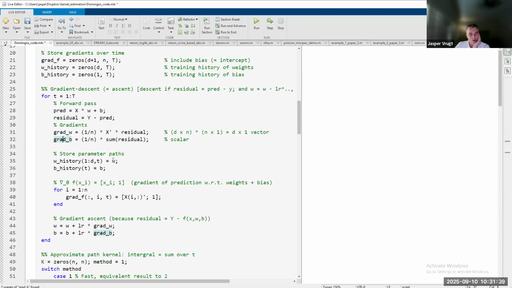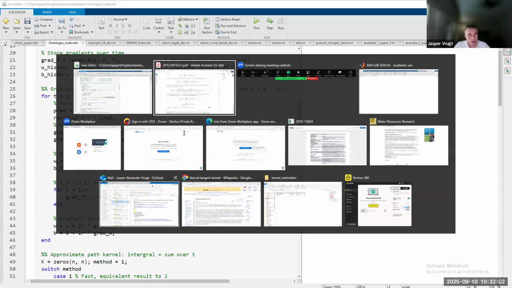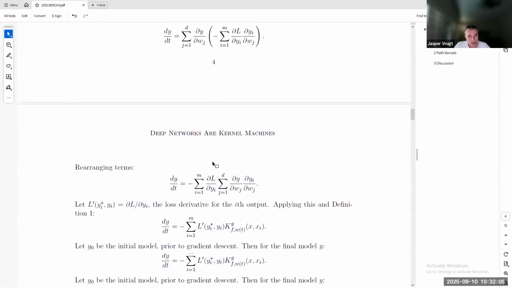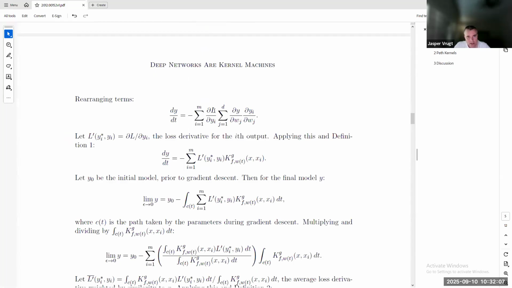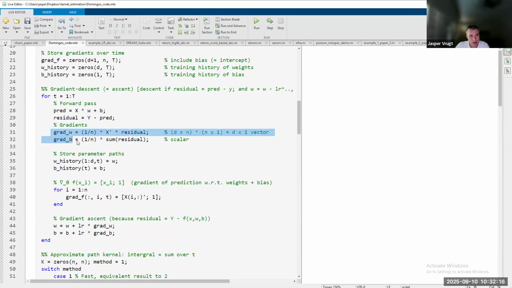Now, we store the current values of w in our history. We store the current value of b in our history. And now, based on the gradients, I can derive the gradient with respect to the function, weights and bias. So the prediction, output. Remember, if we go back to the paper, this thing here is the loss function with respect to the output, no longer with respect to the parameters. Okay, so we have the gradient with respect to the parameters here. This is the gradient of the output.